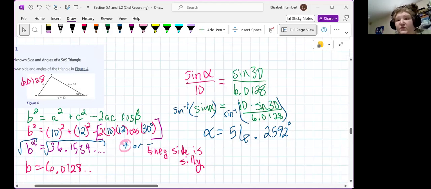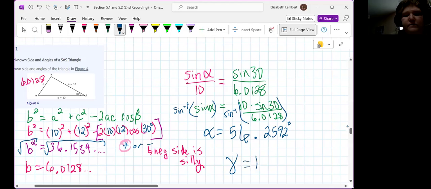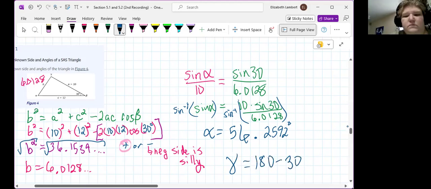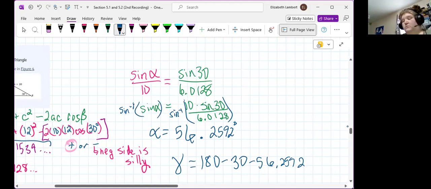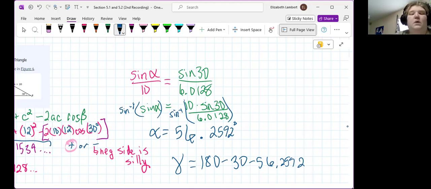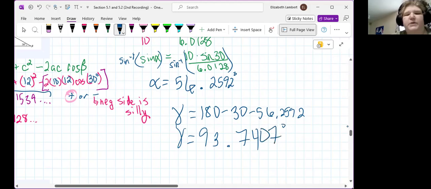So I got 30 degrees and this 56 degrees. Add that and subtract from 180 to get gamma. And we get 93.7407 degrees.